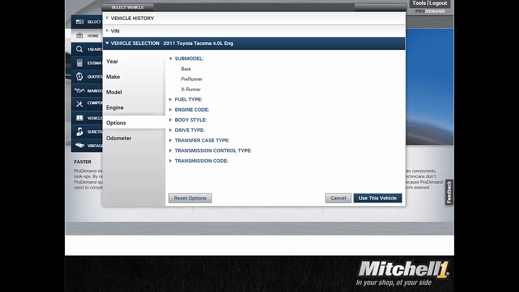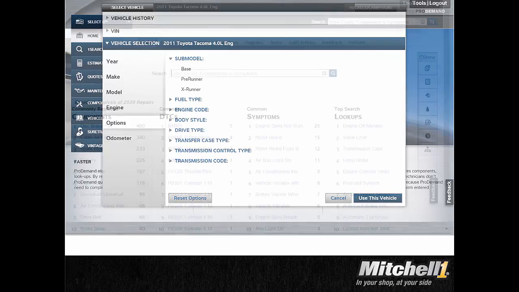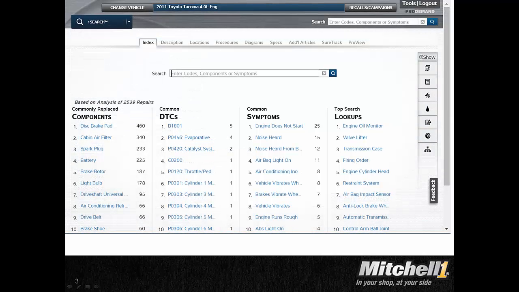Following my example here, the first thing we did is identify the vehicle, and then when we click use this vehicle, instead of now necessarily typing in blower motor, what you're presented with is this list of information that comes not from ProDemand per se, but from the industry at large. This is a list of the most commonly replaced components within the Mitchell purview of a whole bunch of shop management systems and technician input. These are the top things that are replaced on this Tacoma.